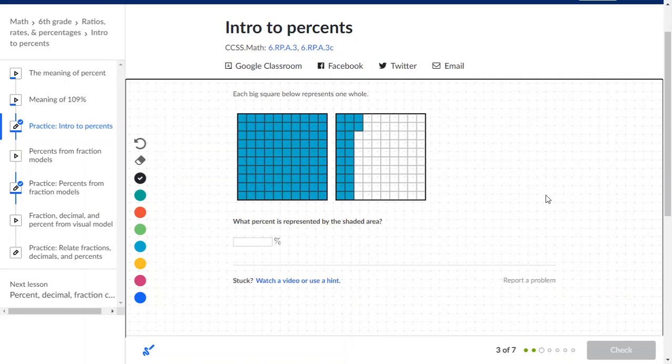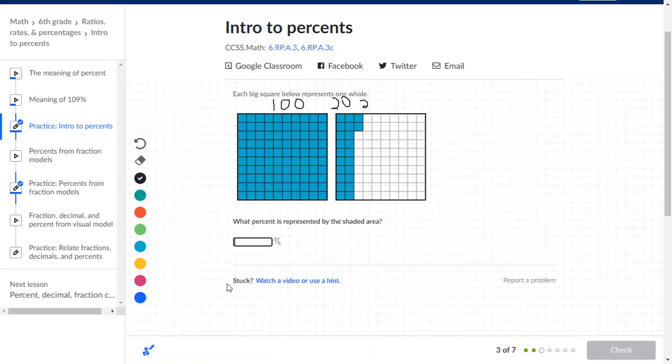Okay, try one more here. All right, so we've got more than one whole again. So on the left side, this entire square is filled in. So that is 100%. And then over here on the right side, I've got two full columns. So that's going to give me a 20. And then I've got 2 right here. So this is 122%.